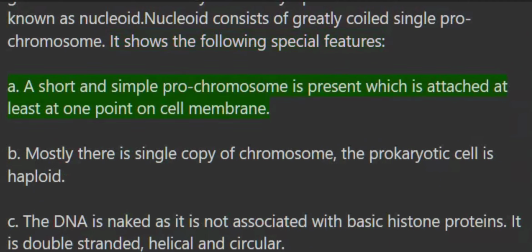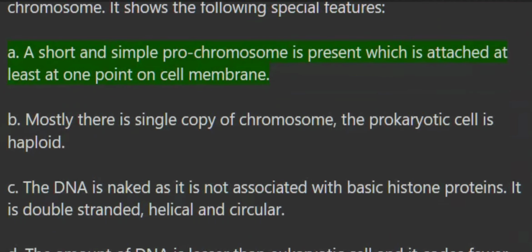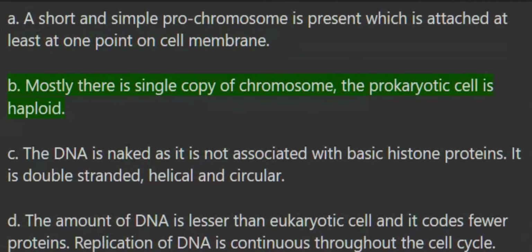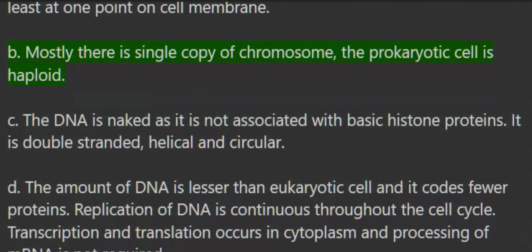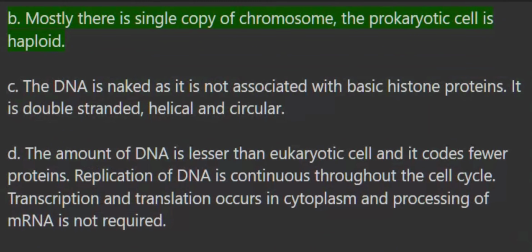A. A short and simple prochromosome is present which is attached at least at one point on the cell membrane. B. Mostly there is a single copy of chromosome. The prokaryotic cell is haploid. C. The DNA is naked as it is not associated with basic histone proteins. It is double-stranded, helical and circular.